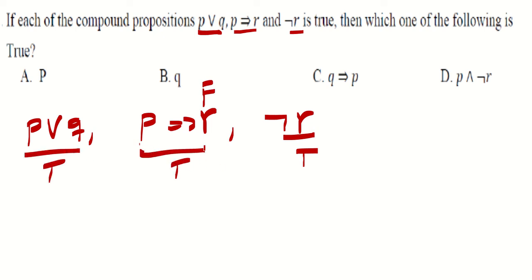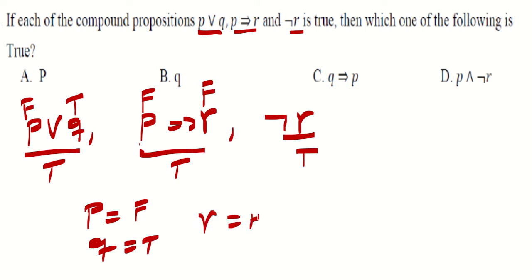If the whole is to be true, if R is false, this must be false. If this is false, for the whole to be true, Q must be true. So P false, Q true, and R is false. Now which one of the following is true? P, is that true? No. P is already false. Q, it is true, yes. Then the rest you can check. The answer must be B.